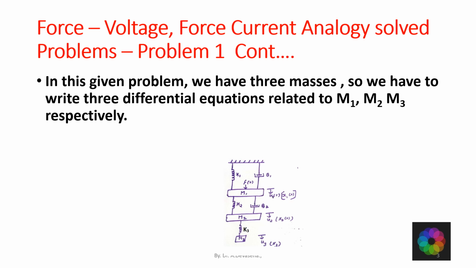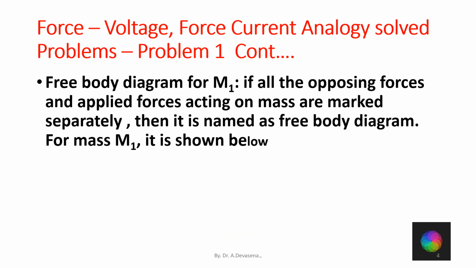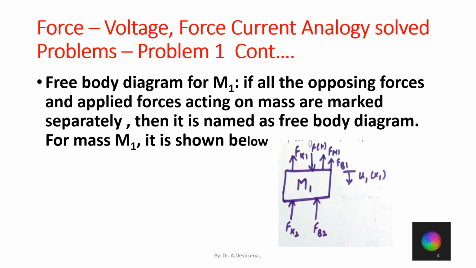In this problem, we have three masses, so we have to write three differential equations related to masses m1, m2 and m3 respectively. Force f of t is applied on mass m1. Due to that, it experiences a displacement x1 of t. This is indicated in this diagram. Free body diagram for mass M1. If all the opposing forces and applied forces acting on a mass are marked separately, then it is named as free body diagram. For the mass M1, the free body diagram is shown below.